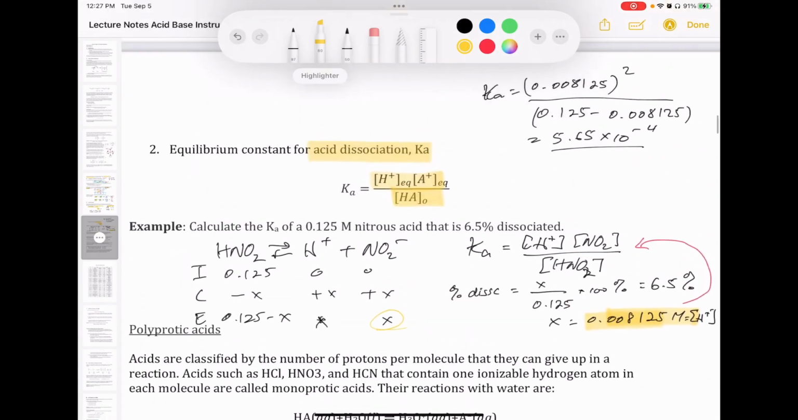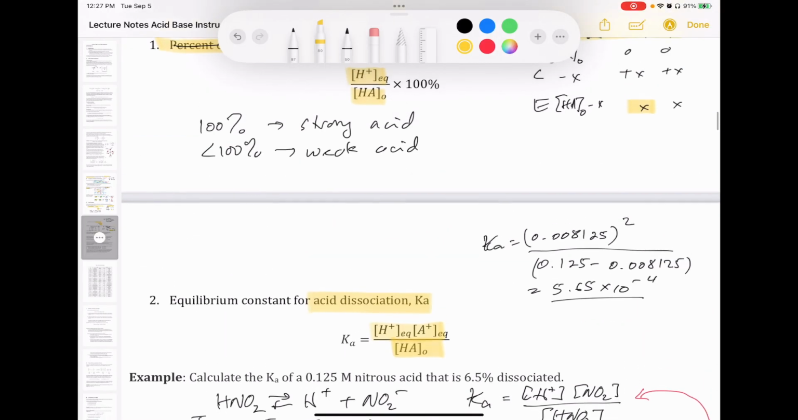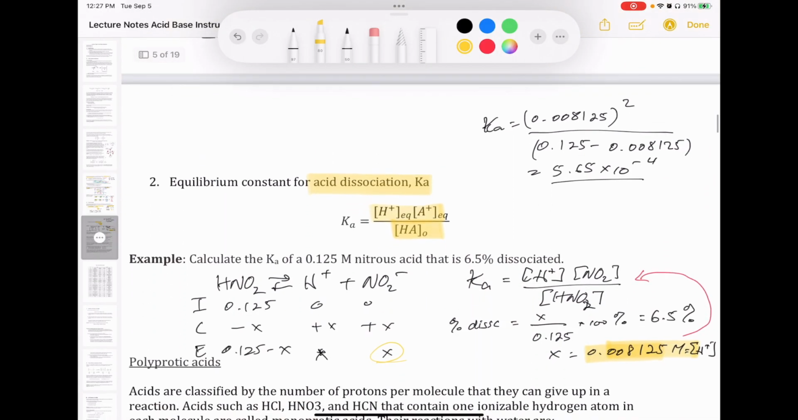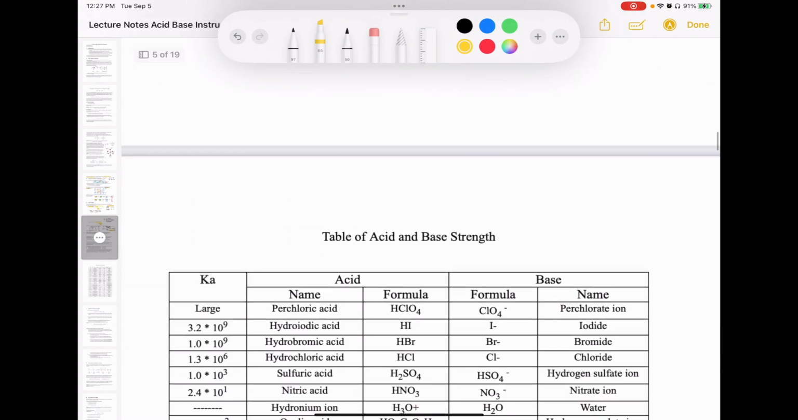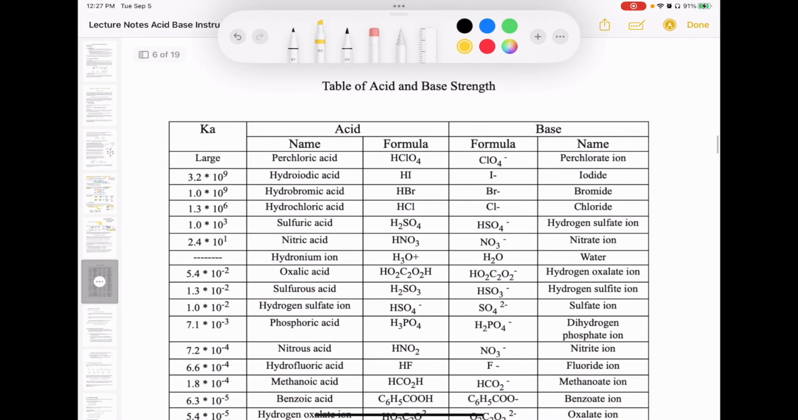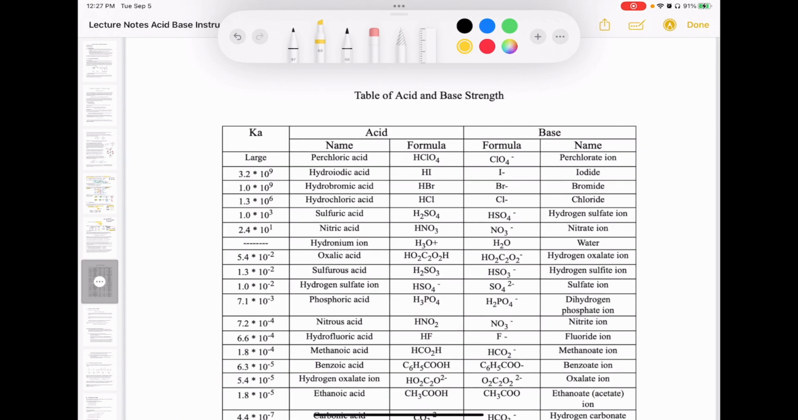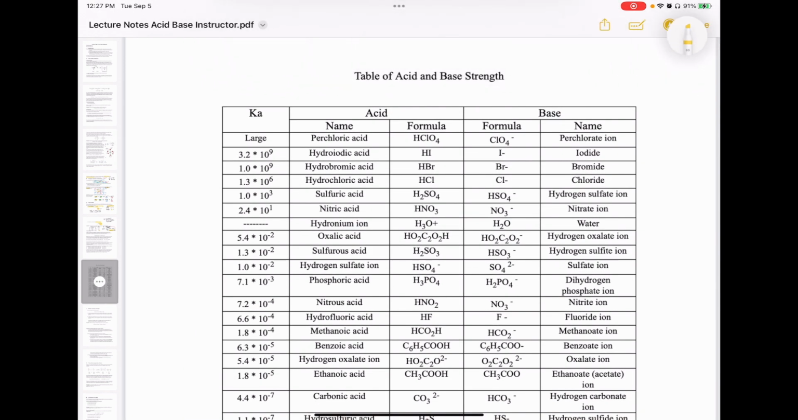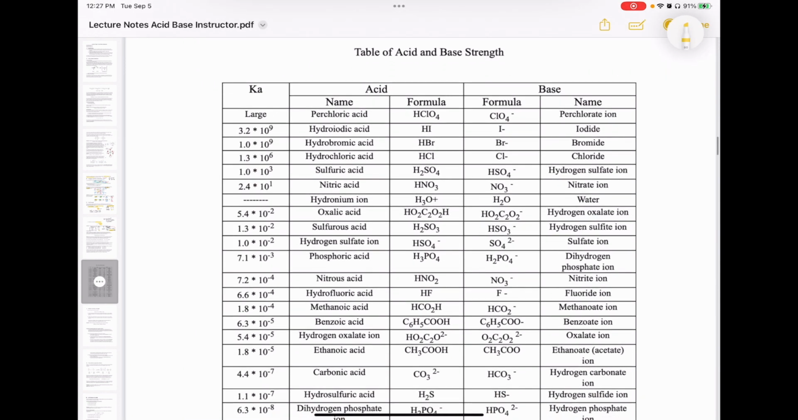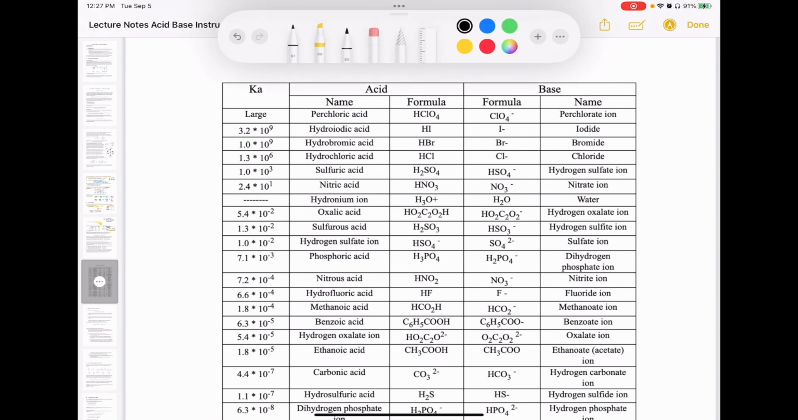So we just discussed these two measures of acid strength, which is the percent ionization as well as the equilibrium constant. Now, the equilibrium constant for acids have been measured for many acids. So this table here is in your lecture notes, just an example of what we call a Ka table, which is just a table of acid equilibrium constant, or Ka, ranked from the strongest acid on the top to the weakest acid at the bottom.